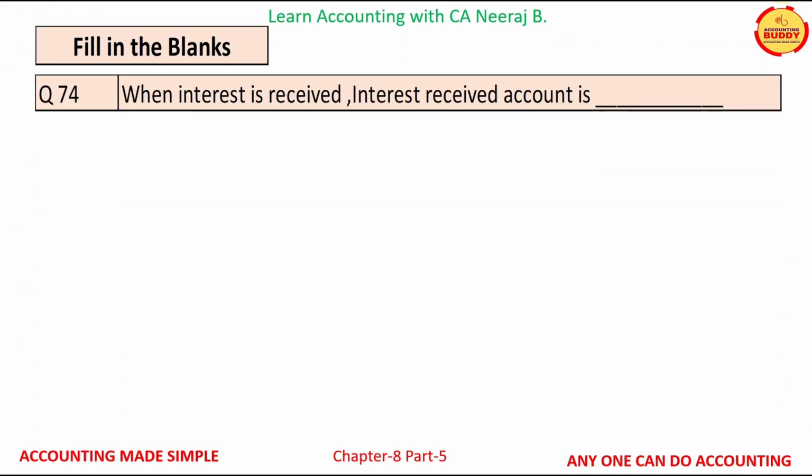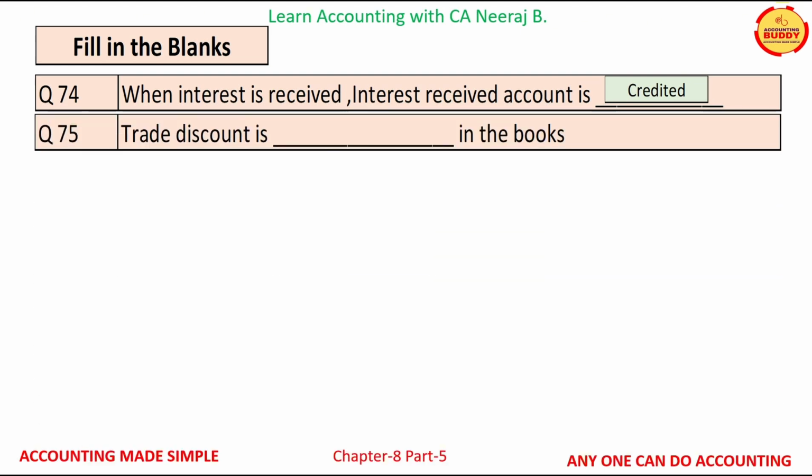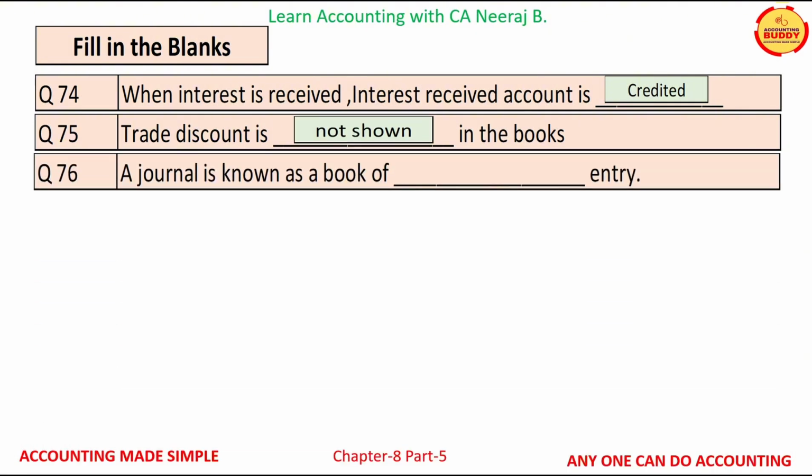Question number 74: when interest is received, interest received account is dash. The correct word is credited. Question number 75: trade discount is dash in the books. The correct answer is not shown in the books. Question number 76: a journal is known as a book of dash entry. The correct word is original entry.